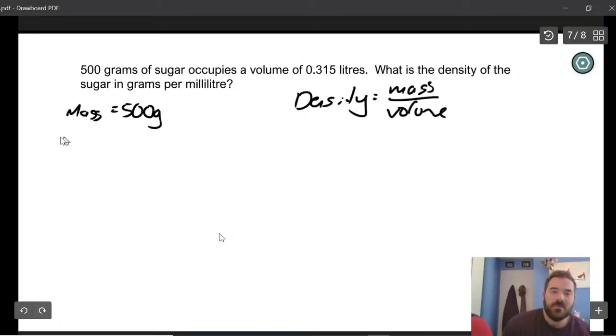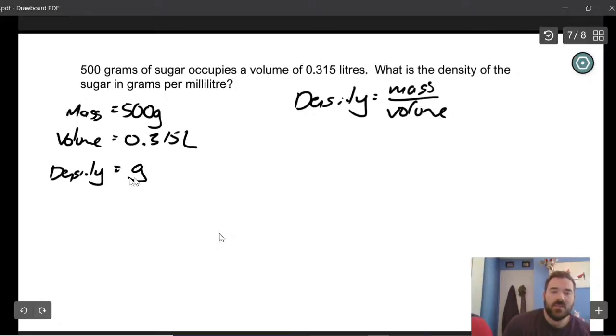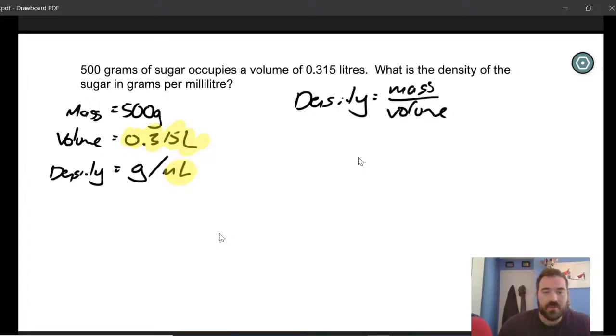It occupies a volume. Good. I know the volume too: a volume of 0.315 liters. What is the density of sugar in grams per milliliter? So we're looking for density, and we're looking for density in grams per milliliter. Well, there's a problem. The volume was given in liters, but they want it in milliliters. So we're going to have to convert liters to milliliters before I can start plugging things into my equation.